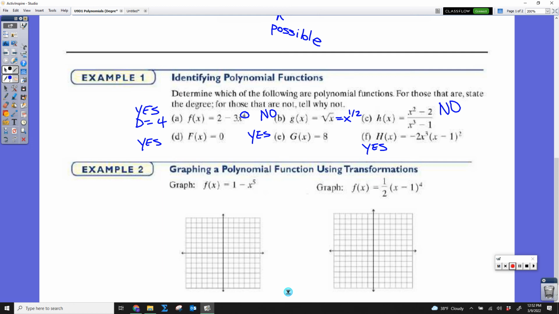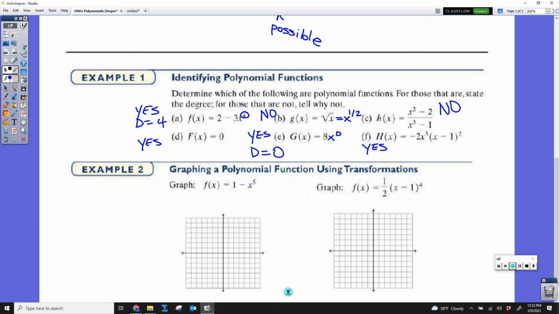Okay, skip D. E, what's the degree on this one? Be careful with that one. 0. Here's why. There is no x, correct? But if I were to put one in there, what exponent does it have to have in order to not change the problem? Because what's x to the 0 equal? 1, so that's a 0 degree. Degree of 0 polynomial.